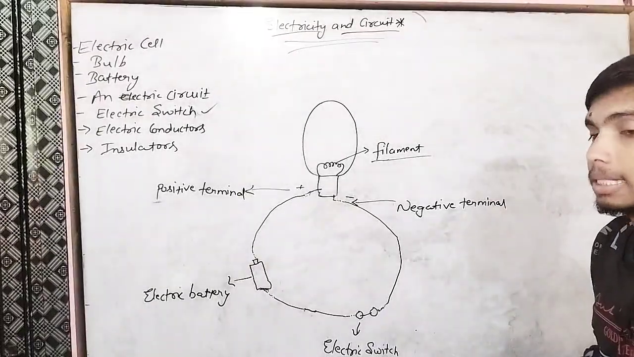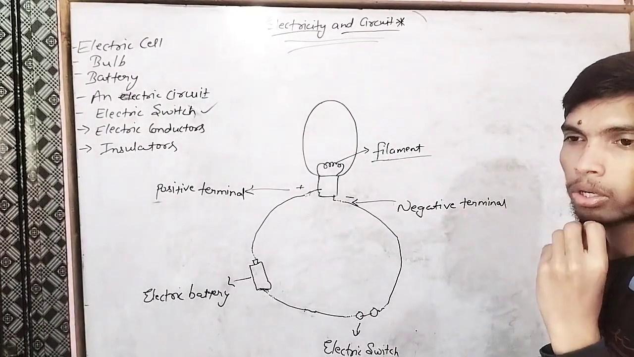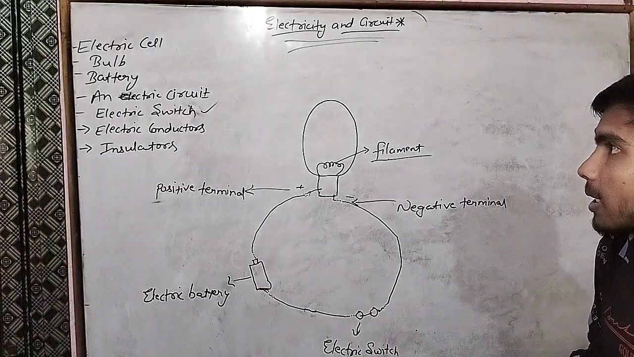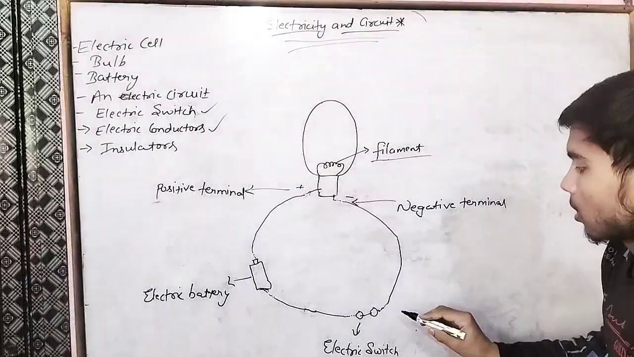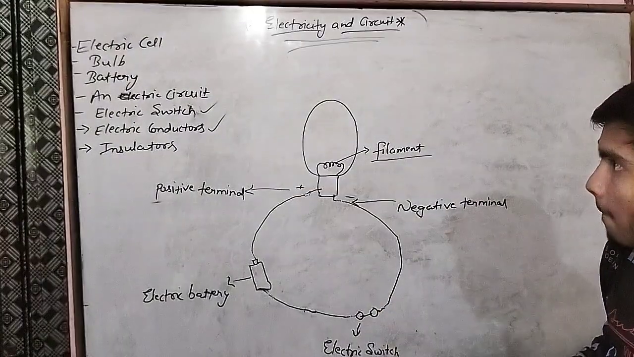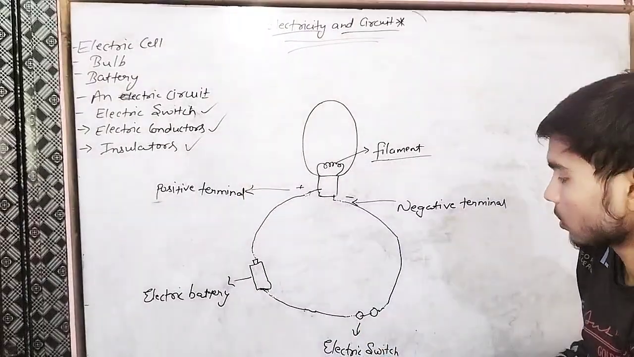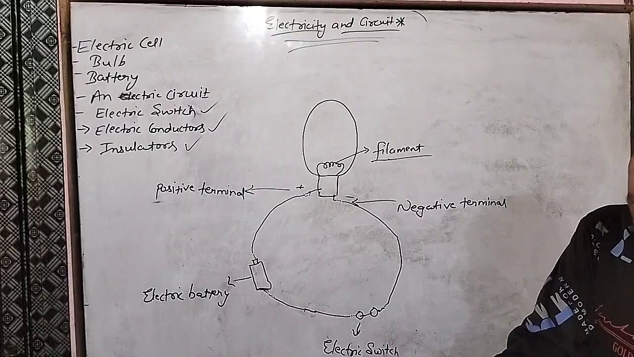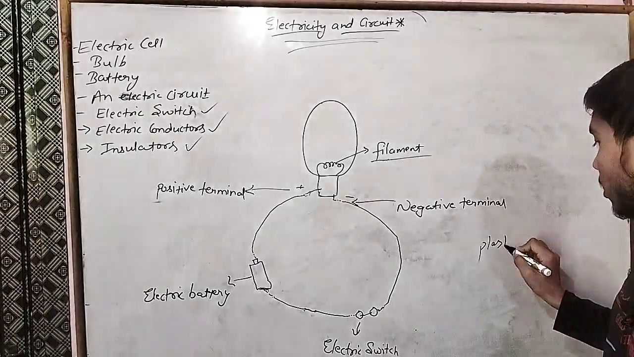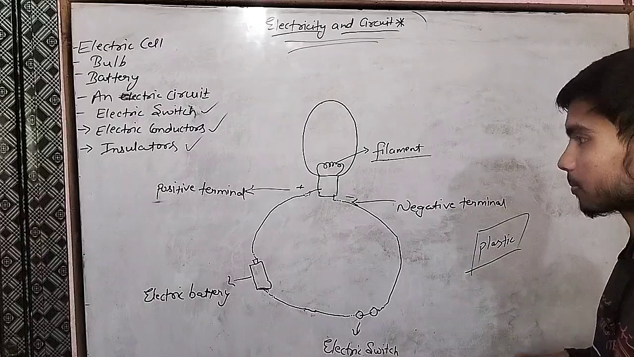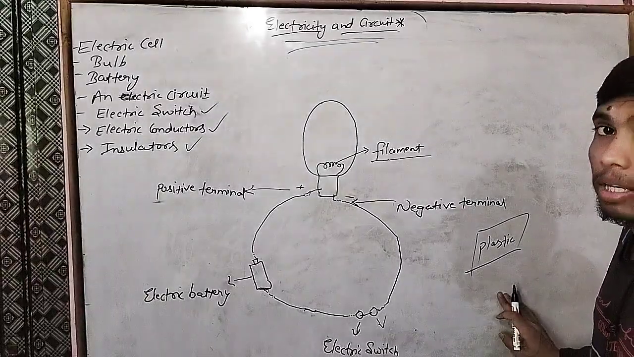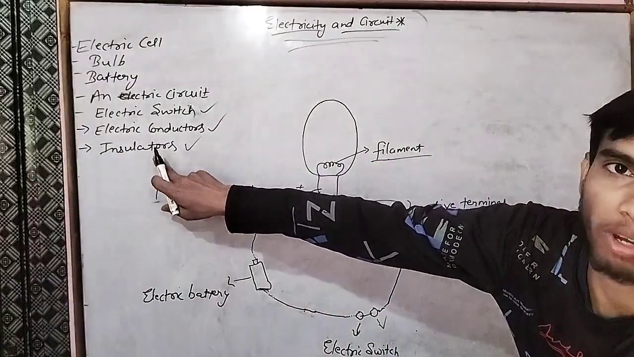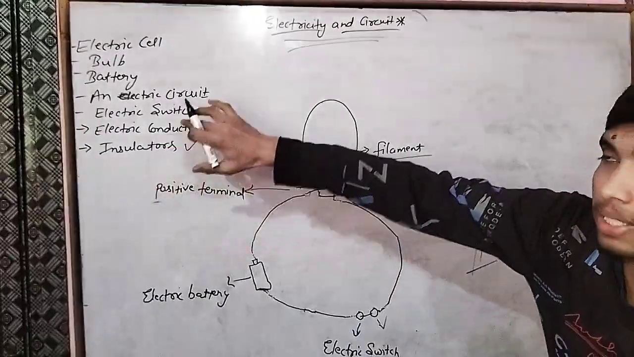Here one point to notice: I think electricity we understood. Now, electric conductors and insulators. Why is this electric switch made up of plastic? This electric switch is made up of plastic. Okay. So plastic is what? An insulator.